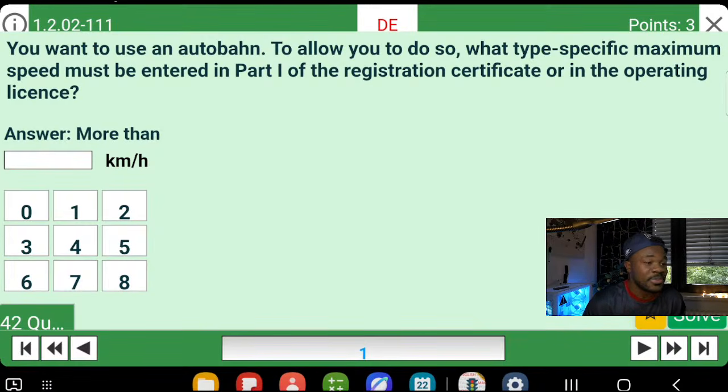The first question on the screen asks: you want to use an autobahn. To allow you to do so, what specific maximum speed must be entered in part 1 of the registration certificate or in the operating license? What's the correct answer for this question? Who can tell me the answer?